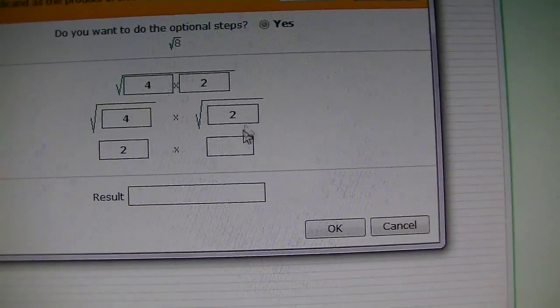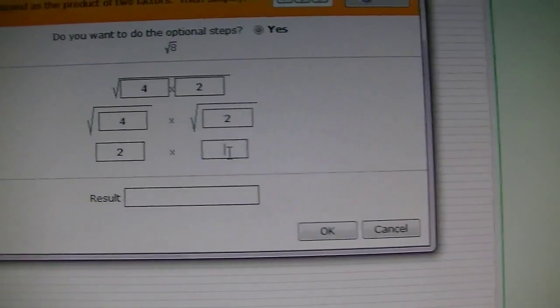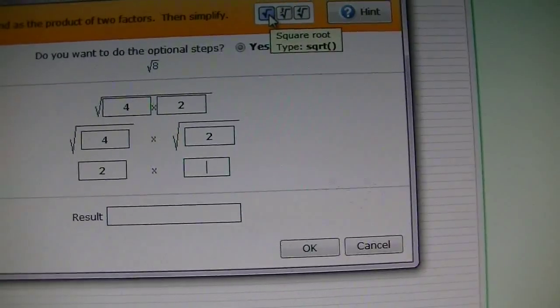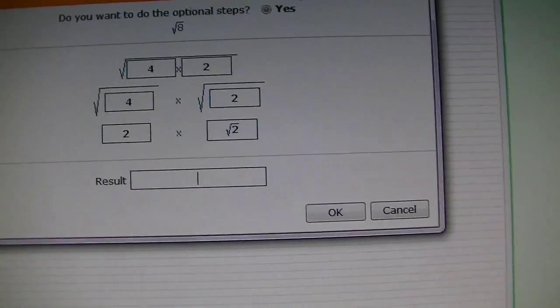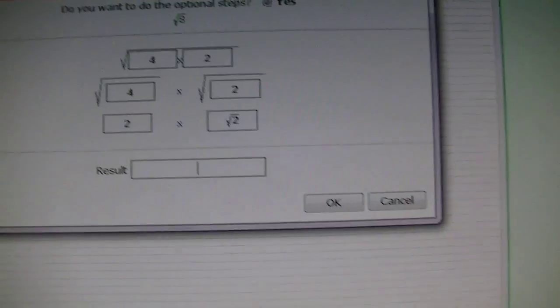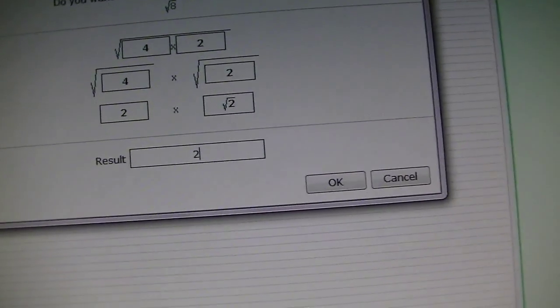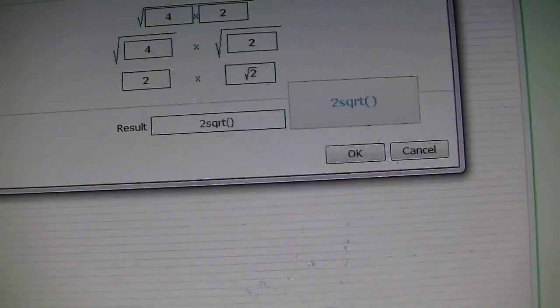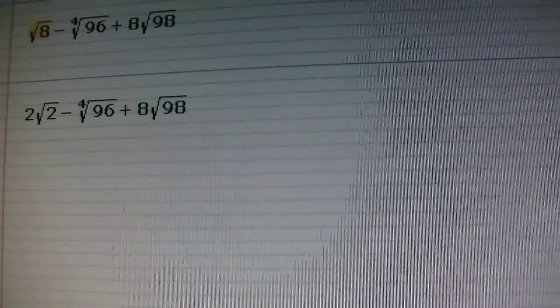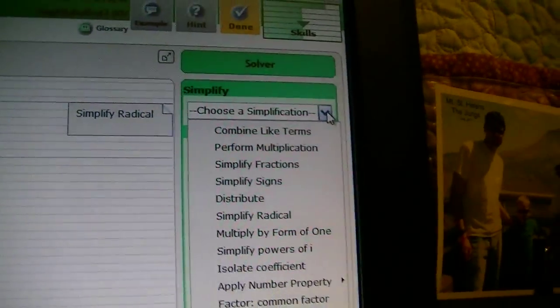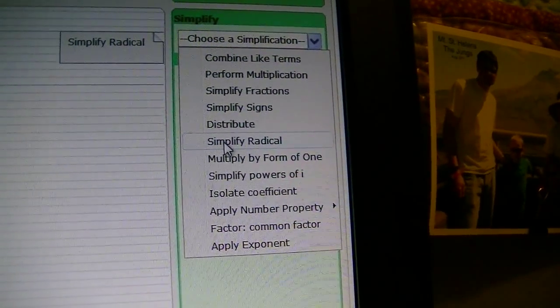Now the square root of 2 doesn't come out even, so we're just going to write it as square root. Grab your square root from up here, 2. Press enter and then write your result. So there's a times there, right? So we want to go 2, grab the radical, square root 2, and press OK. Okay, we got our first one simplified. So now let's choose the next one. So go over here, choose simplify radical, choose the next one, say OK.